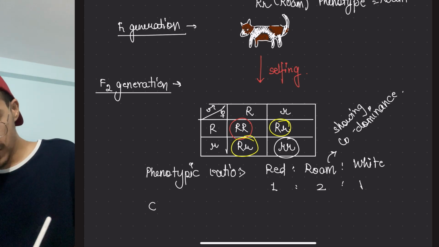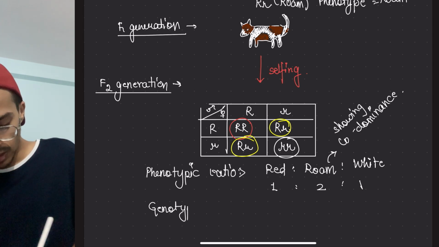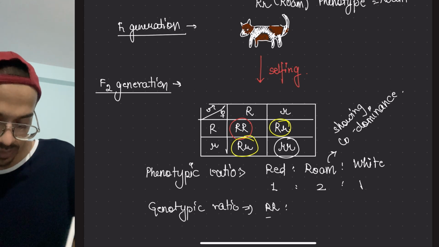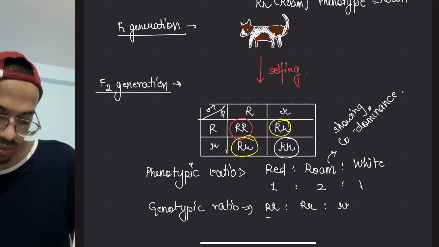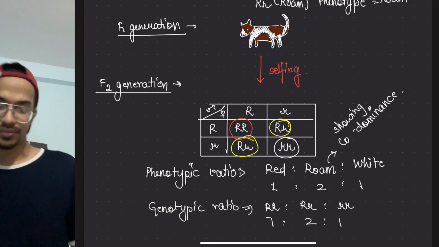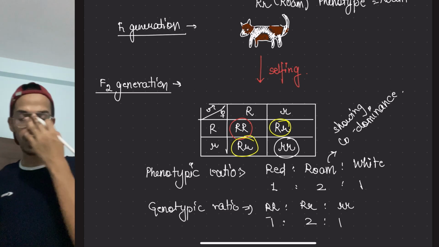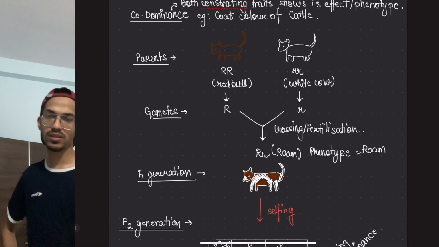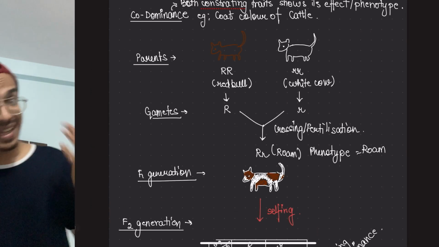So that is 1:2:1. What is the genotypic ratio? Genotypic ratio is capital R capital R, capital R small r, small r small r, 1:2:1. So this thing is there. I hope this is understood. Codominance. Okay, moving on to the next one.